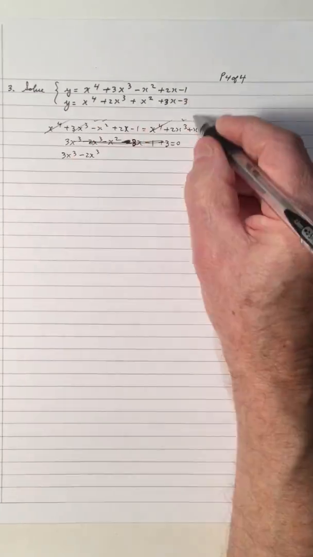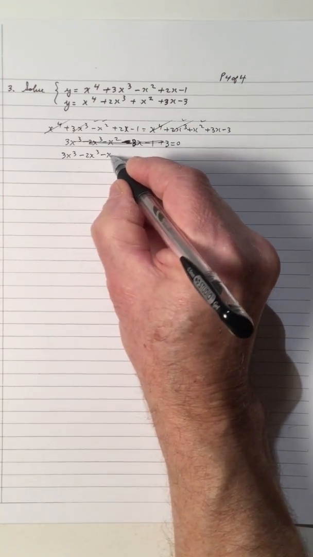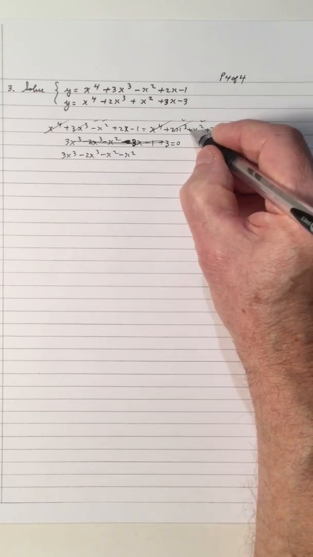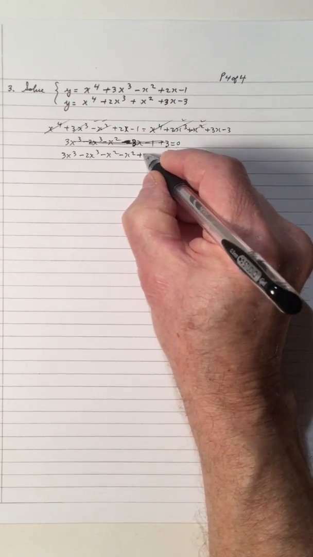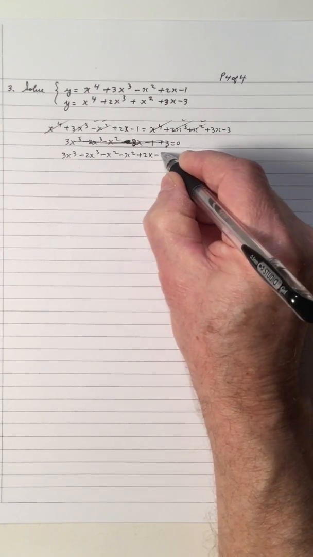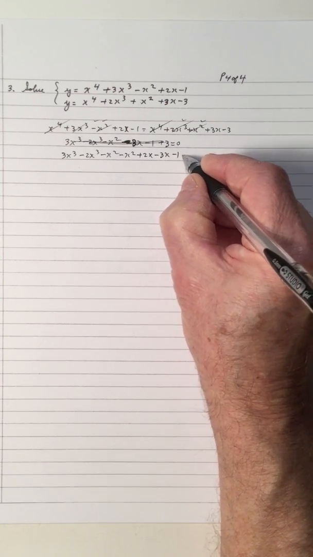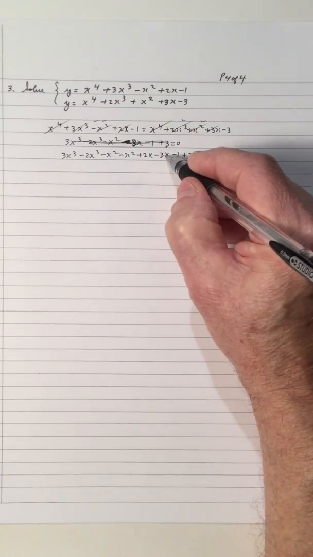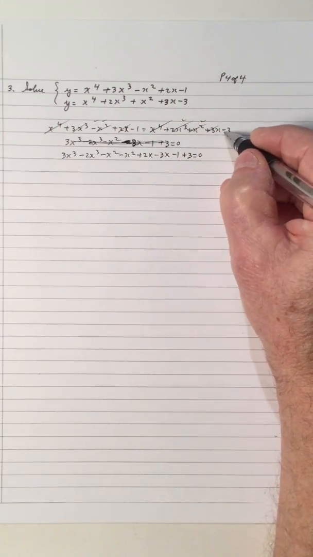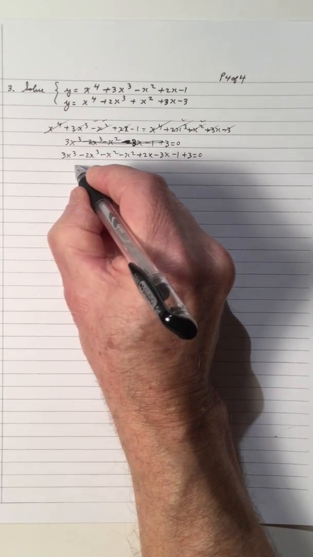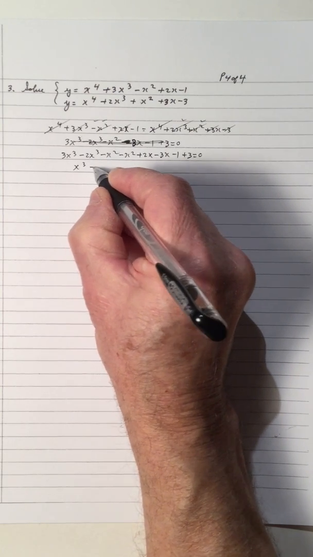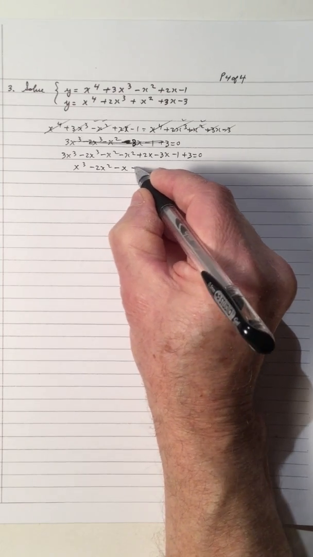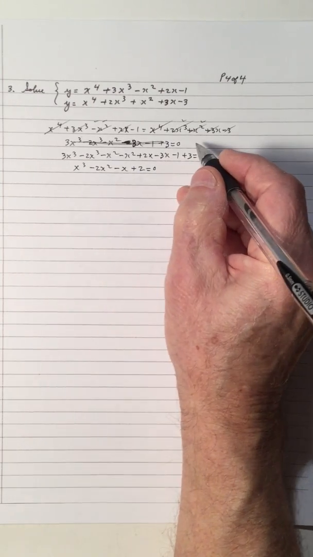And as I do them, I'm going to scratch them out. Negative x squared, and I have a negative x squared. Scratch them out. I got a 2x, and I got a negative 3x minus 1 plus 3. Now we should be okay. 2x, that's a negative 3x. That's negative 1, and that's a plus 3. Add up the like terms, I get x cubed minus 2x squared minus x plus 2 equals 0.